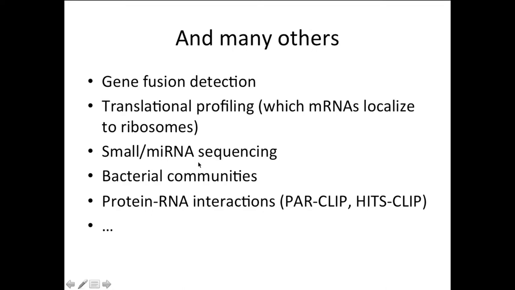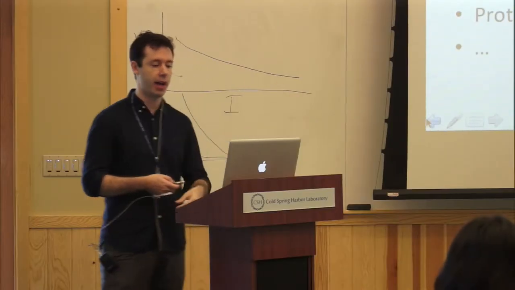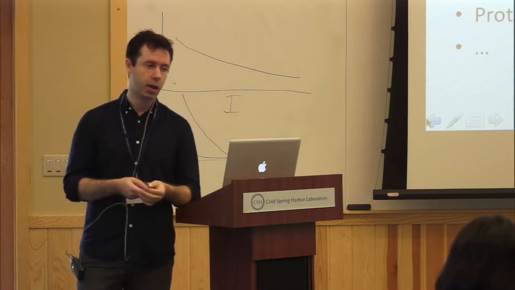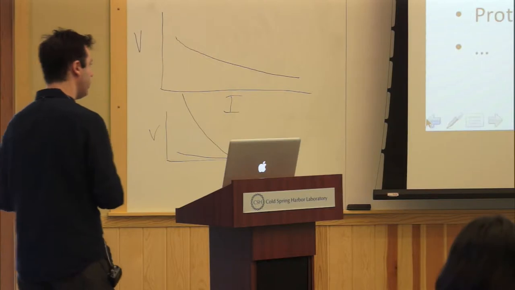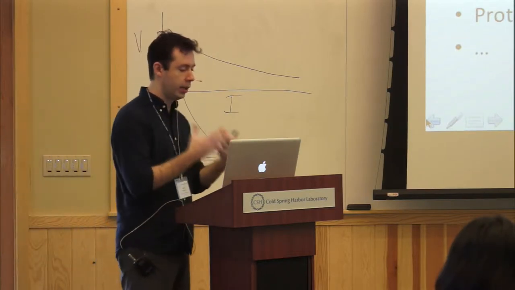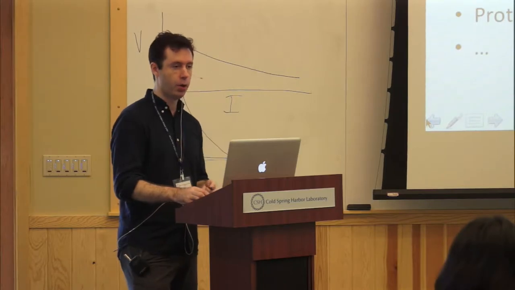People do small or microRNA sequencing. They sequence bacterial communities from guts, from skin, from everywhere. People can look at protein-RNA interaction. Just to give you a sense that high-throughput sequencing now is just used for many types of assays. Really, really powerful technology that's been changing the game when it comes to understanding the biology of cells, including human cells. Okay. Questions so far?